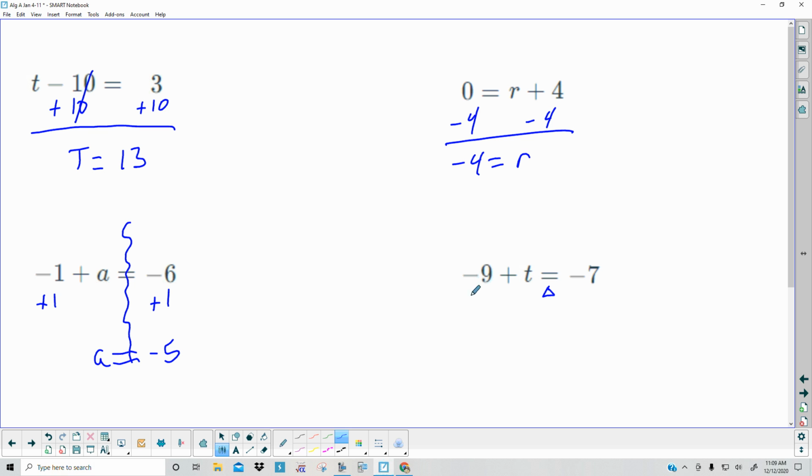I'm subtracting 9. To undo it, I'm going to add 9 to both sides. This cancels out, so I have t is equal to 2.